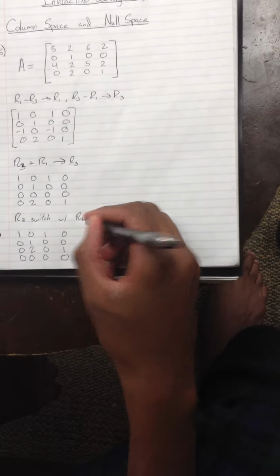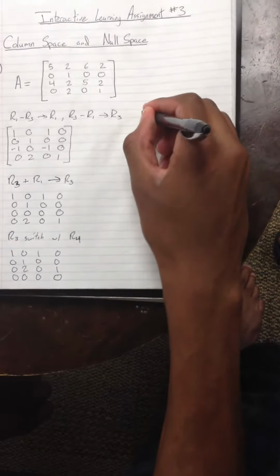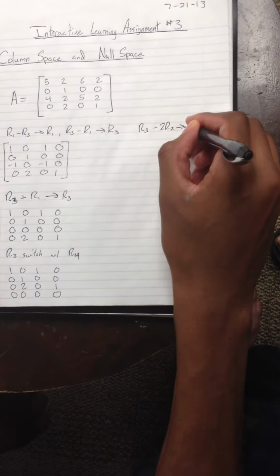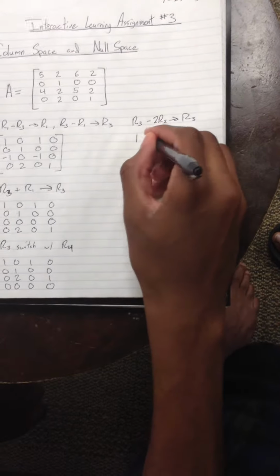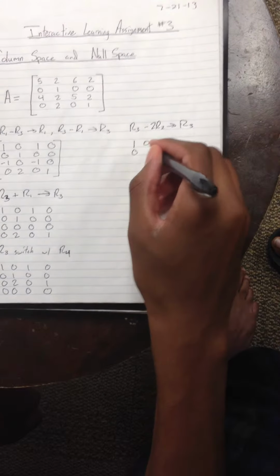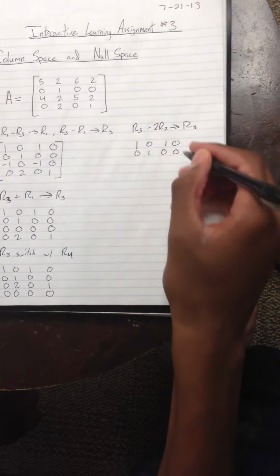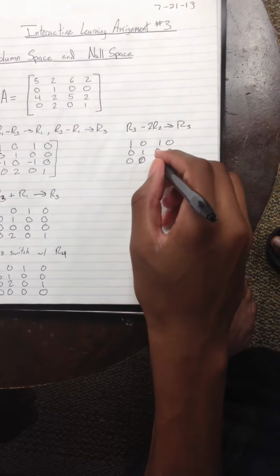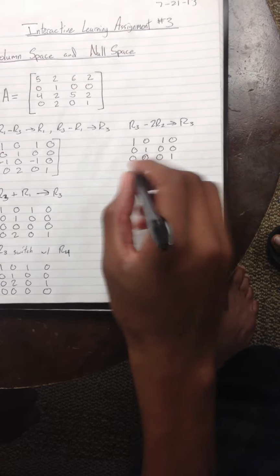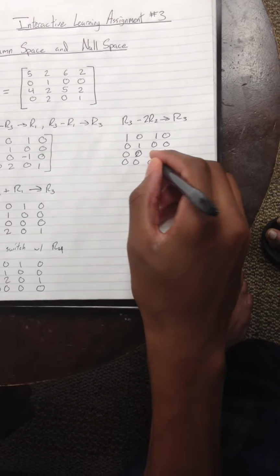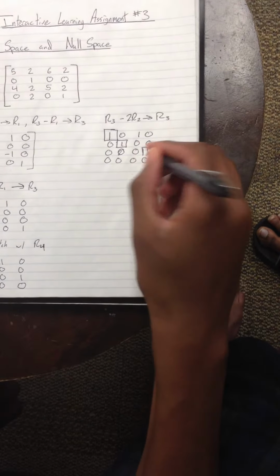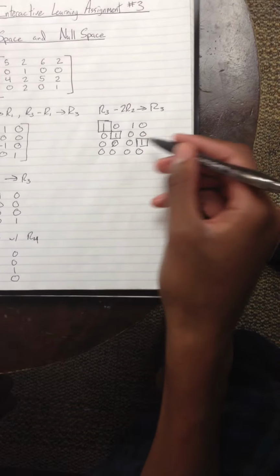Now I'm going to do row 3 minus 2 times row 2, new row 3, so I have 1, 0, 1, 0, 0, 1, 0, 0, 0, 2, and then I have 0 here, and I have 0 here, 1, 0, 0. So my pivot columns are, here's my first pivot, second pivot, my last pivot. So these 3 columns are my pivot columns.